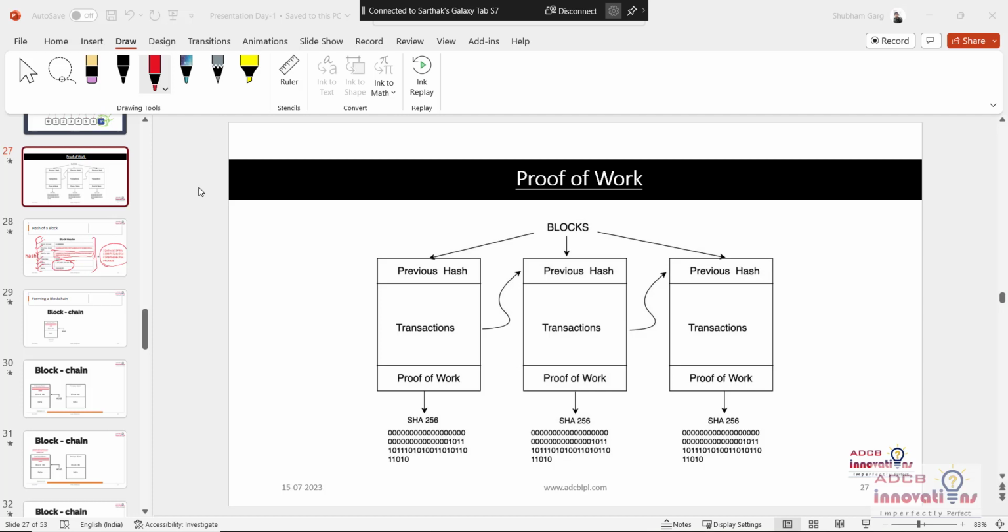So in today's lecture we are going to have a look at the final concept of the blockchain, that is proof of work and mining.